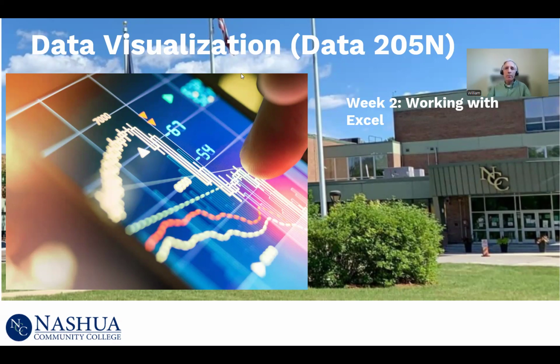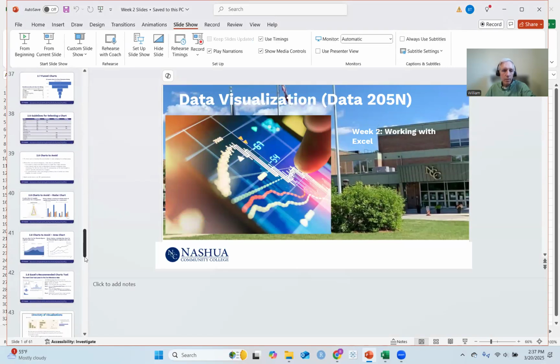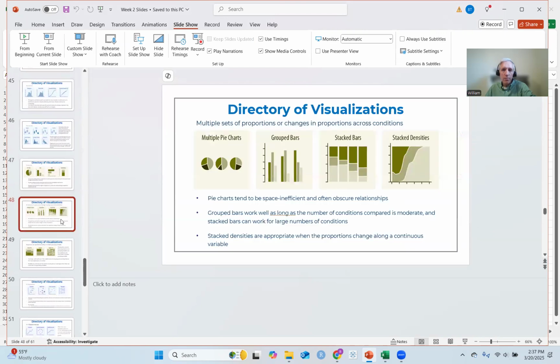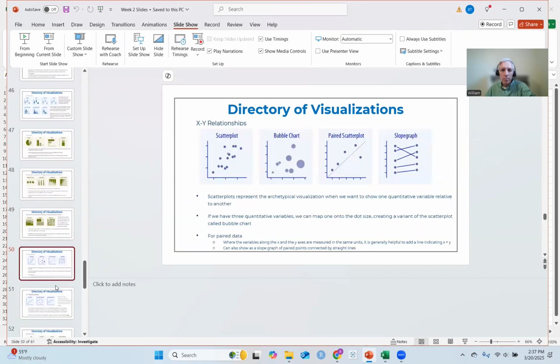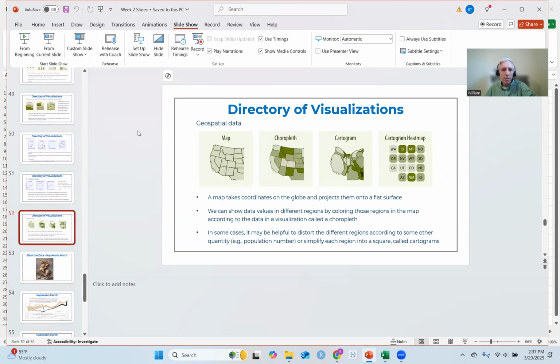This is the third lecture of week two in data visualization, Data 205N, and we're going to pick up where we left off from lecture number two. If you recall, we were looking at the different chart types, and we'd gone through a really quite comprehensive inventory of different visualizations, and we were up to geospatial data.